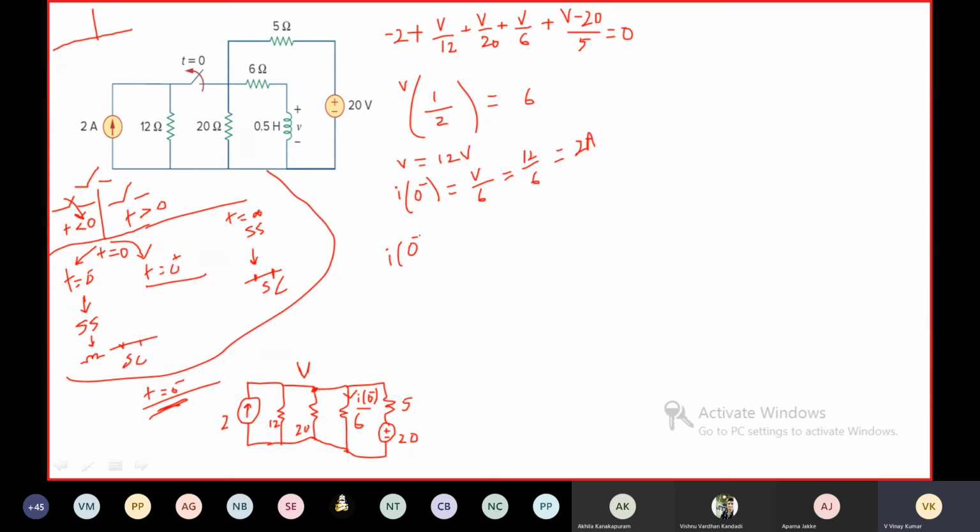You know, current through the inductor cannot change instantaneously. Then I of 0 minus is equal to I of 0 plus, which is equal to I of 0, which is equal to 2 amps. Initial value is 2 amps.